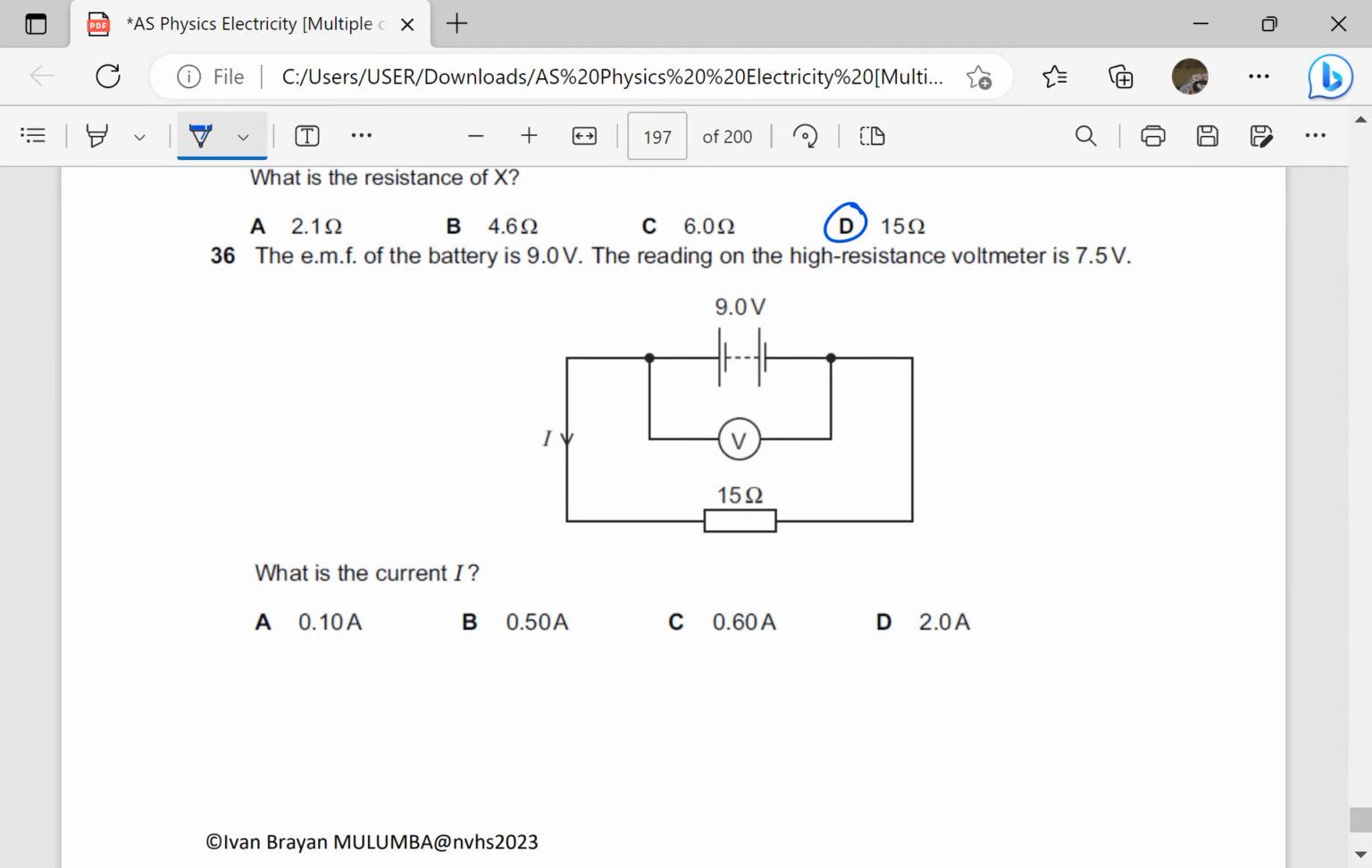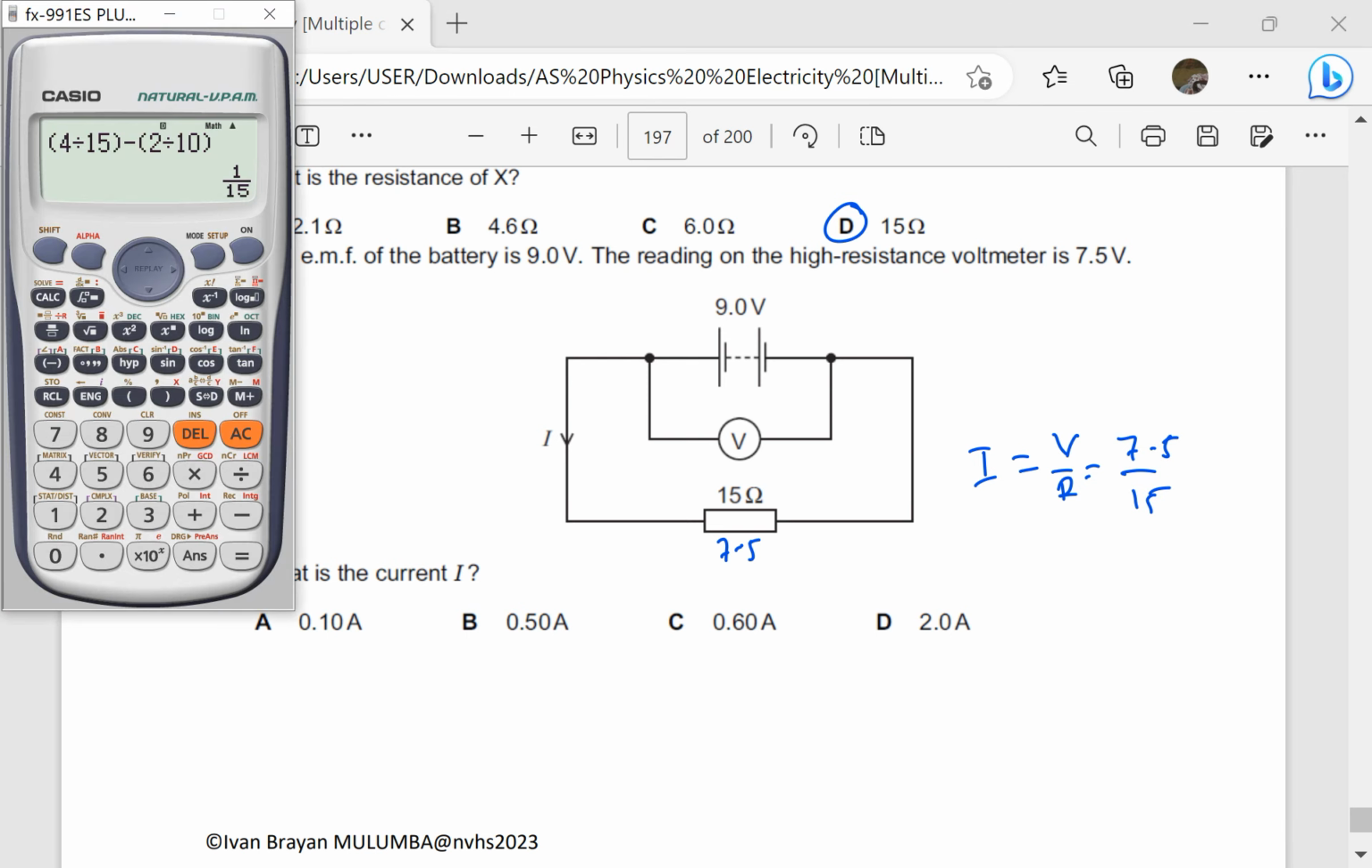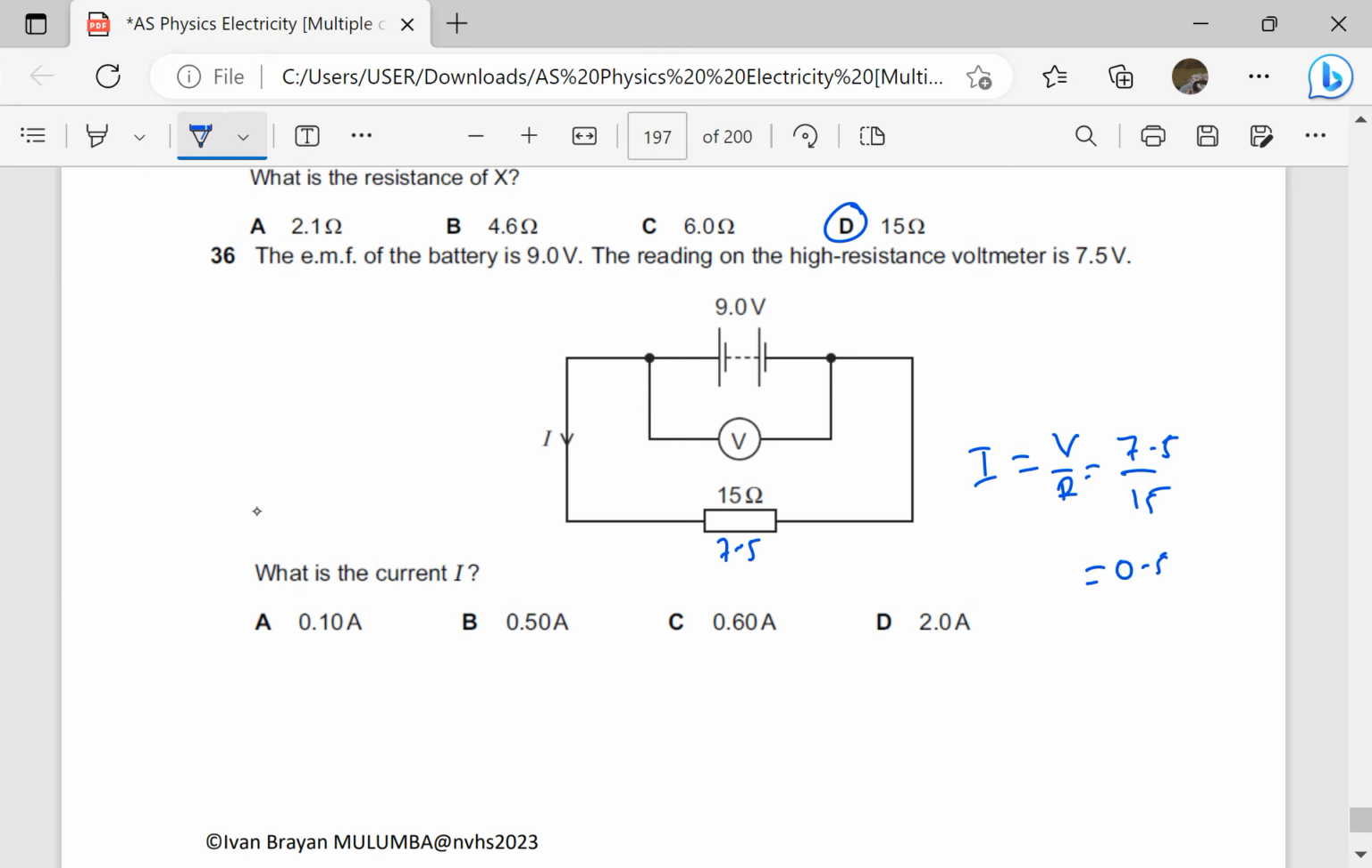The EMF of a battery is 9 volts. The reading on the high resistance voltmeter is 7.5, so the PD across here is 7.5. That is the terminal PD. What is the current? So current is going to be the terminal PD divided by the resistance, which will be 7.5 divided by 15. That is a half, which is 0.5. So this is 0.5 amperes. So the answer is going to be B.